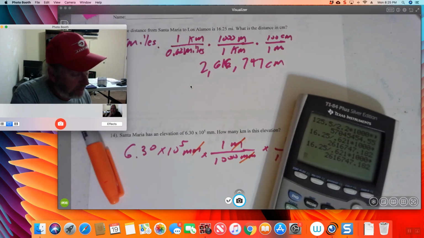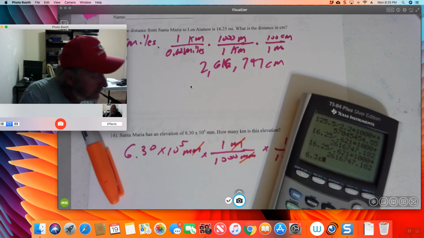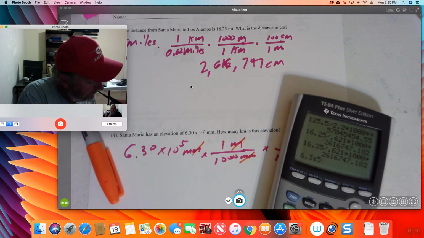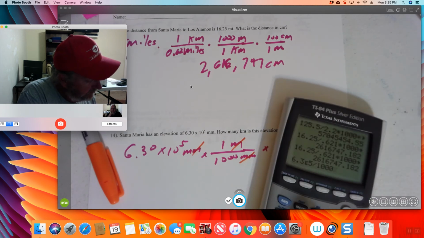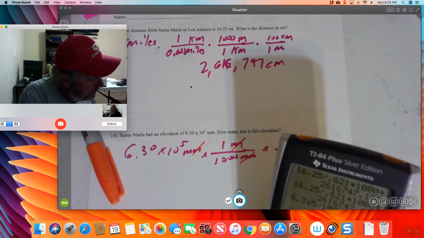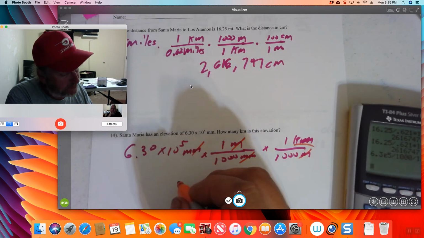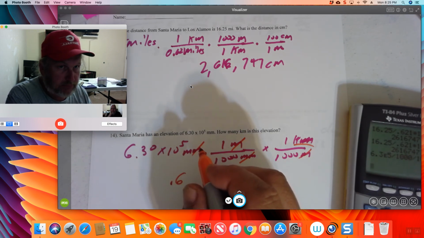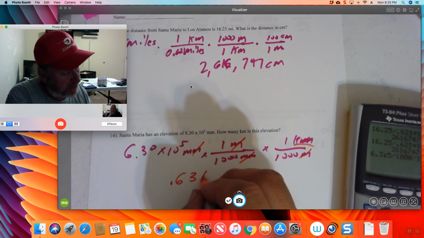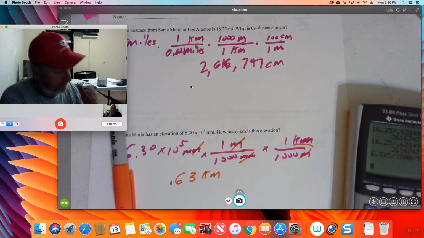So now what do we have to do? Math. 6.3 times 10 to the 5th, divided by 1,000. Yep, divided by 1,000. That should be a small number. Let's see. And it is 0.63 kilometers. That means it is less than a mile? 0.63 kilometers. So it's not too small, but it's also big enough.